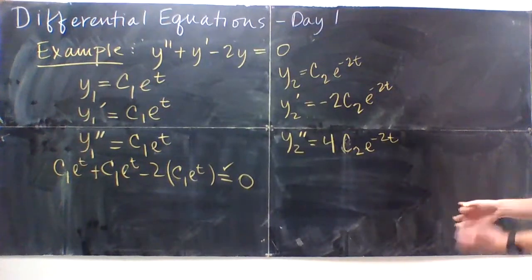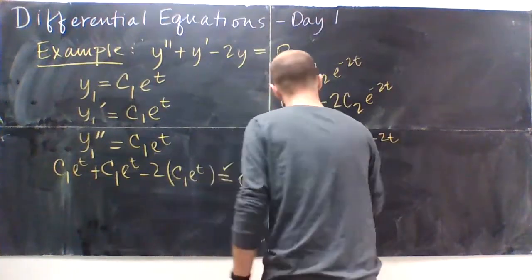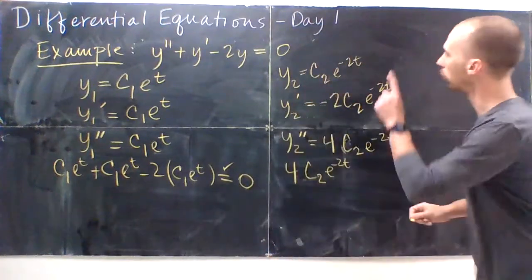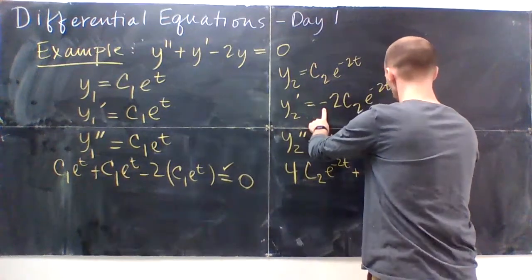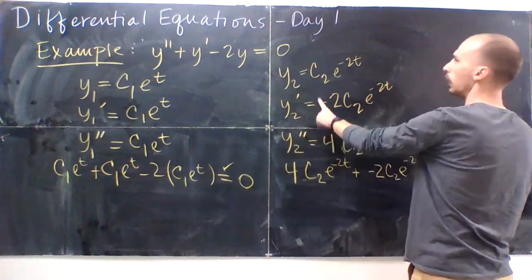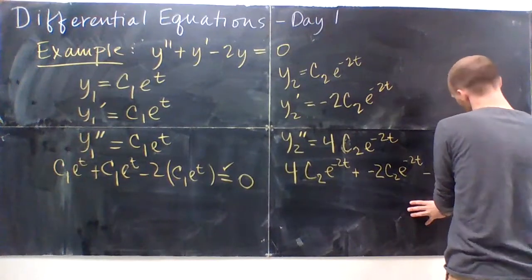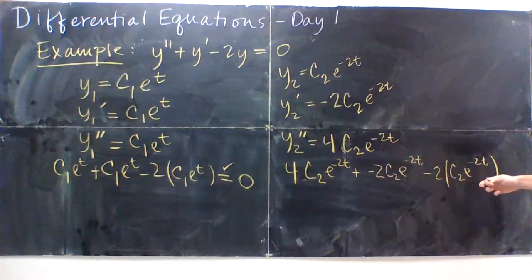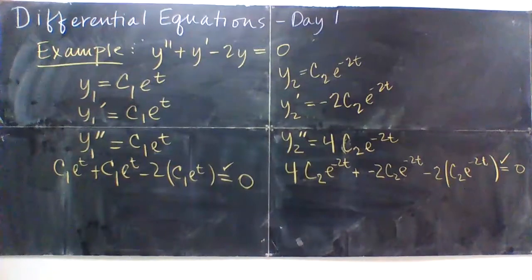And if we go and check what's going on here, y double prime is 4 of these. 4c2 e to the negative 2t plus y prime is minus 2 of these, minus 2y, so that's minus 2 times c2 e to the negative 2t. Now look, I've got 4 of them, I lose 2 of them, I lose 2 more of them, I have none left. That is equal to 0. And I'm happy, because I've satisfied that.